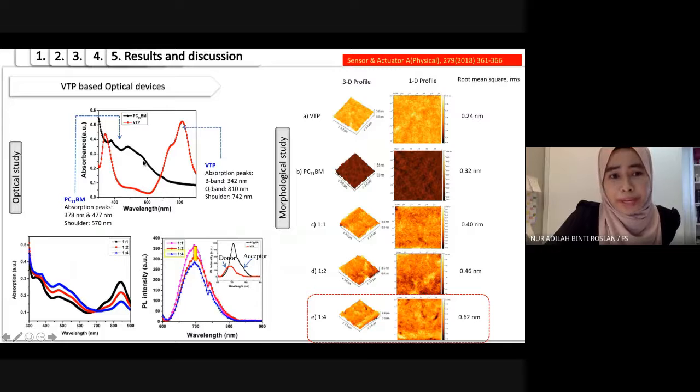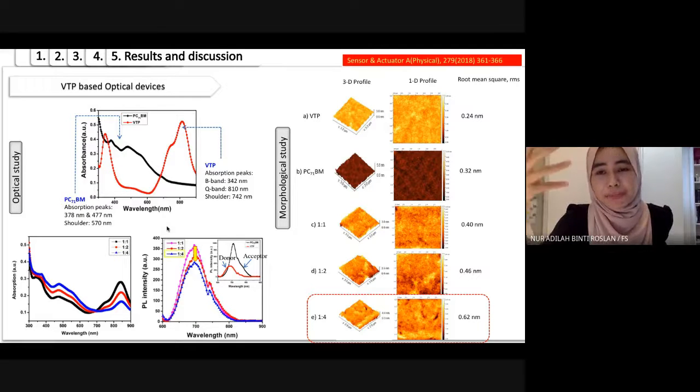So why don't we combine these two materials together? When we combine them, we can get this type of absorption. And then we tried to vary the PCBM content. It is obviously shown here that the 1:4 ratio has the best absorbance compared to the rest of the thin films. Now we characterize by using PL spectra, and the PL spectra show that the 1:4 ratio has the best quenching effect compared to the rest. So in the optical study, I think the 1:4 ratio has the best film, but then I need to confirm with the AFM.